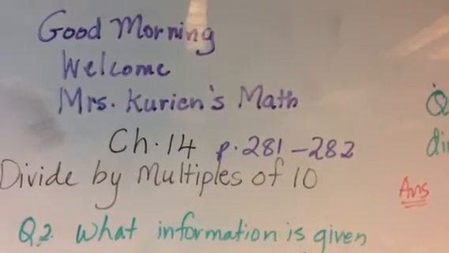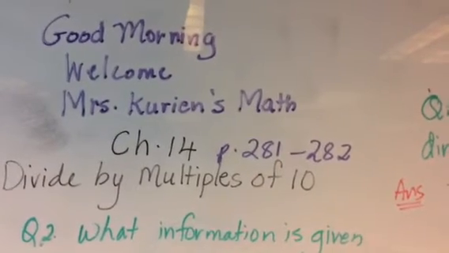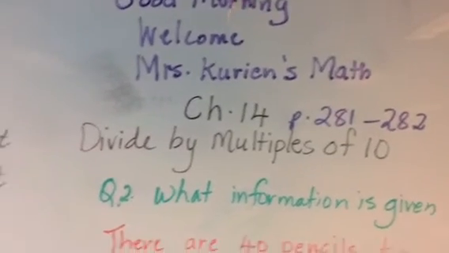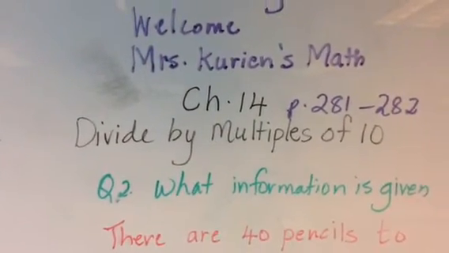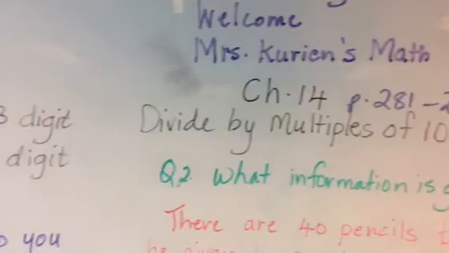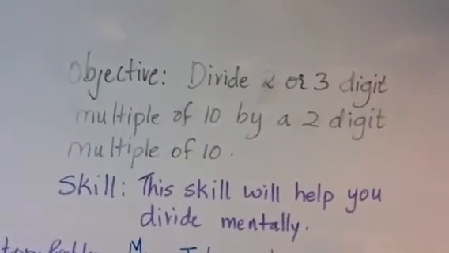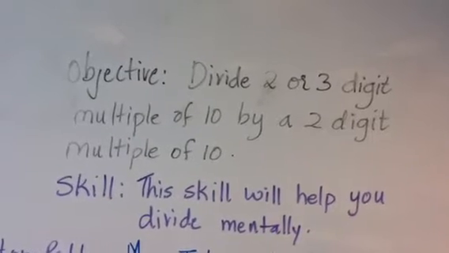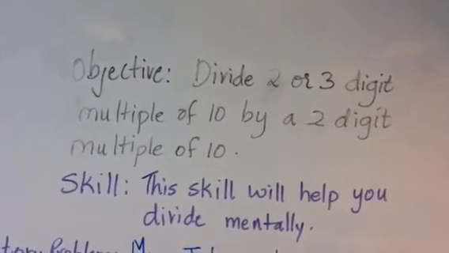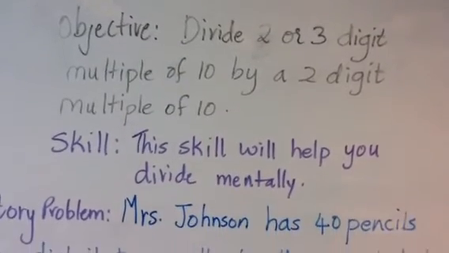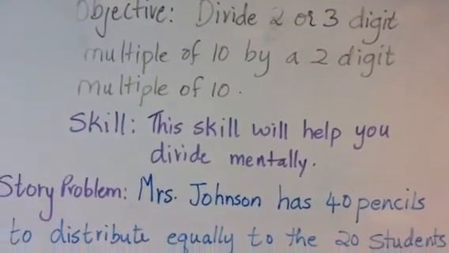Today we are going to do two-digit division, chapter 14, pages 281 to 282. Divide by multiples of 10. Our objective is to divide 2 or 3-digit multiples of 10 by a 2-digit multiple of 10. This skill will help you divide mentally.